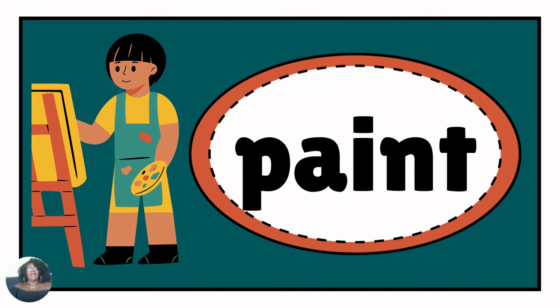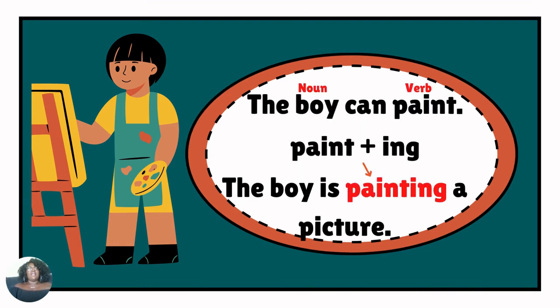Paint. Again, paint. Next slide. Our sentence, the boy can paint. Boy is the noun. Paint is the verb. Paint describes what the boy can do. Paint plus ing becomes painting.